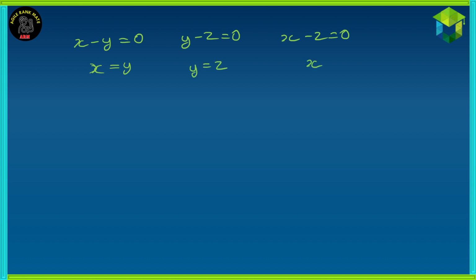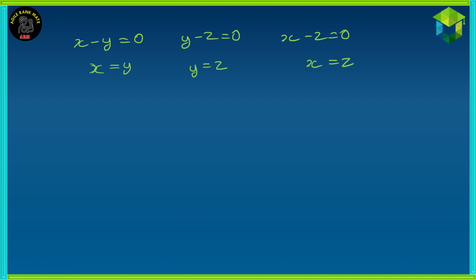So from this we can get that x minus y is equal to 0, y minus z is equal to 0, and x minus z is equal to 0. Now if we solve the equation, not solve but equate them, just change the positions. If we take minus y to the other side, we get x is equal to y. Over here we get y is equal to z, and over here we get x is equal to z.